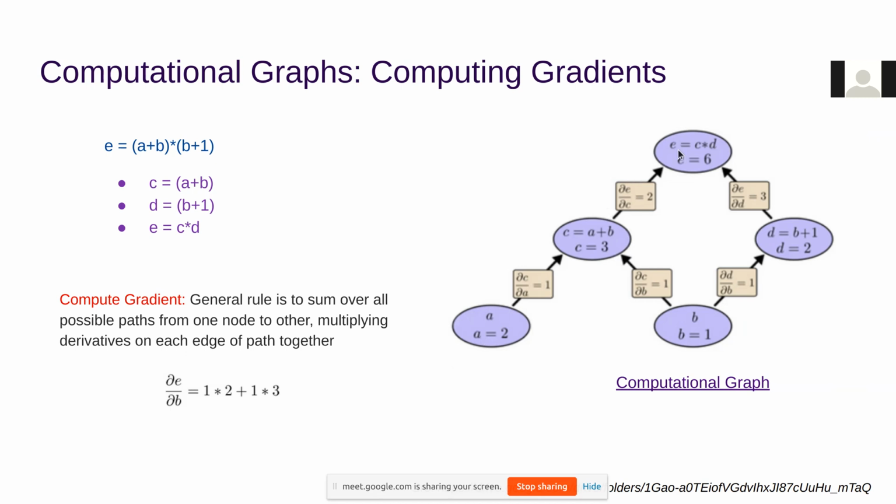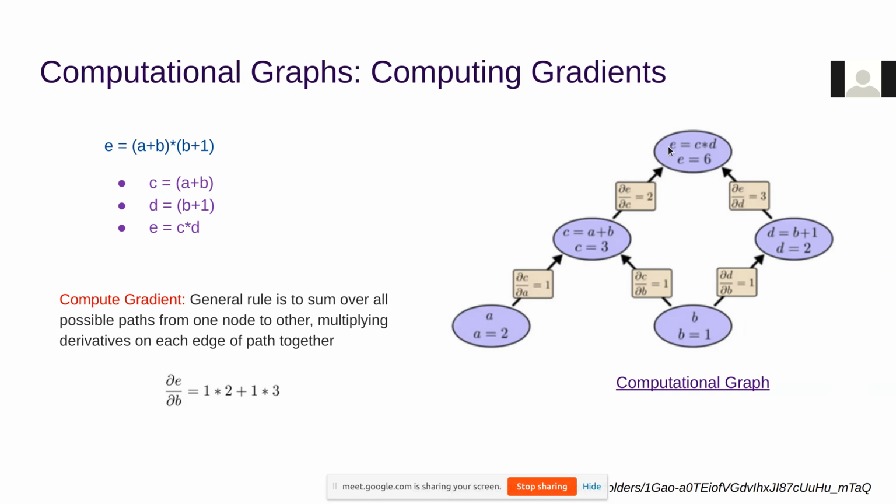So, gradient of E with respect to A. What is the path from A to E? That is A to C to E. Okay, this is the only path from node A to the node E. So what will be the gradient of E with respect to A? It will be delta E by delta C into delta C by delta A. And that will be 2 into 1, which is equal to 2. So the product of the gradients computed for each edge.